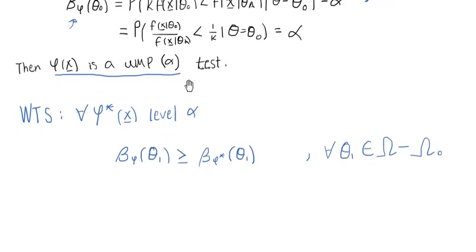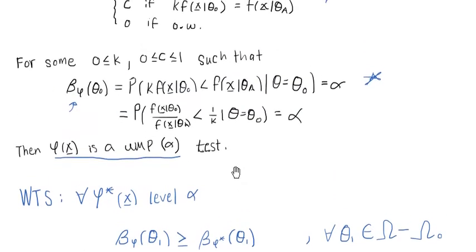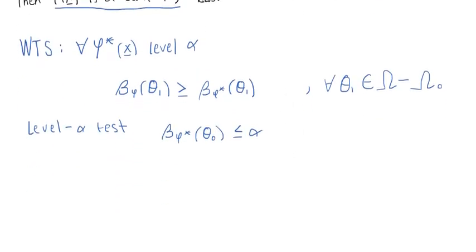Now, recall what it means to be a level alpha test. A level alpha test is when the power function of phi under the null hypothesis is less than or equal to alpha. Now, part of our condition is that we have a test phi star that is going to be size alpha, which means it's exactly equal to alpha. This is going to come up in the proof.